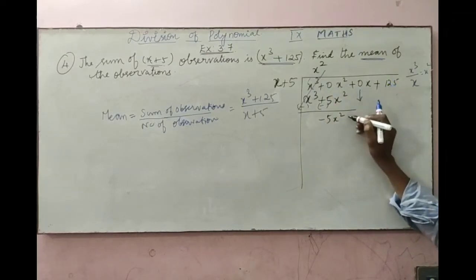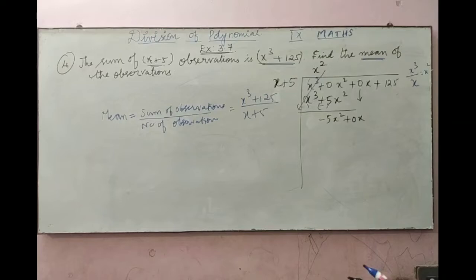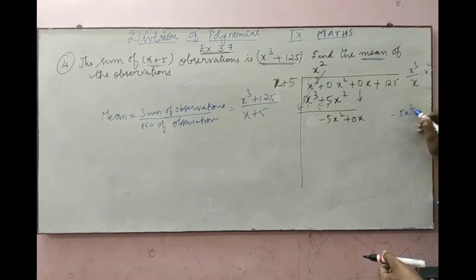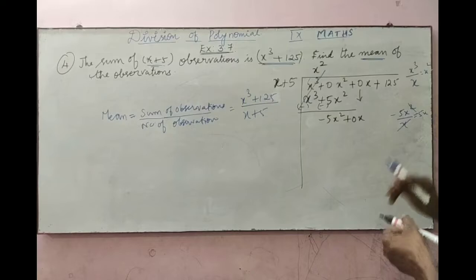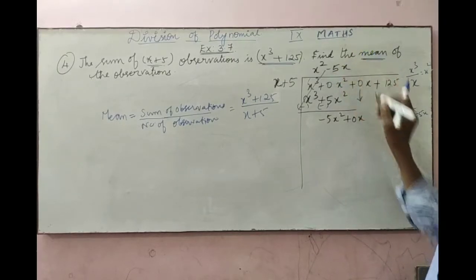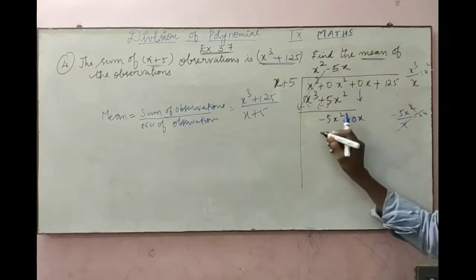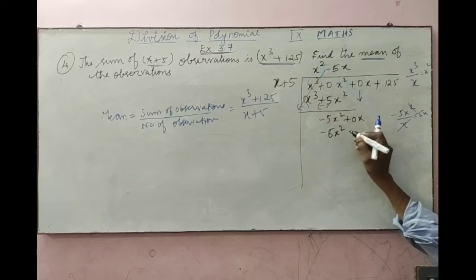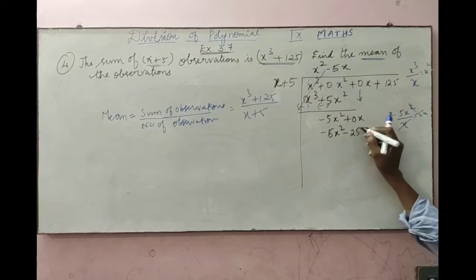Bring the next term. What is the next term? 0x. Again you have to take the first term. What is the first term here? Minus 5x square divided by x. x gets cancelled. You will get minus 5x. So minus 5x. Minus 5x into x gives minus 5x square. Then minus 5 into plus 5 gives minus 25x.